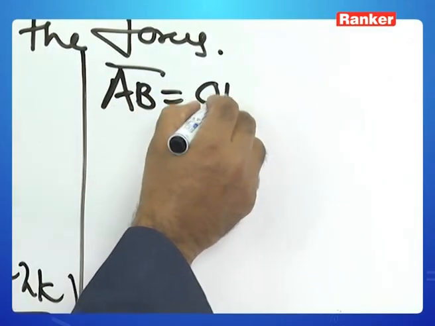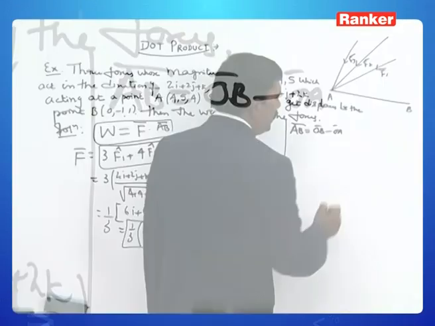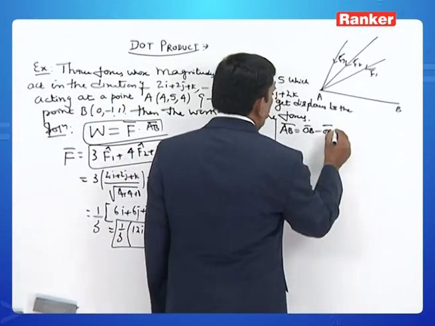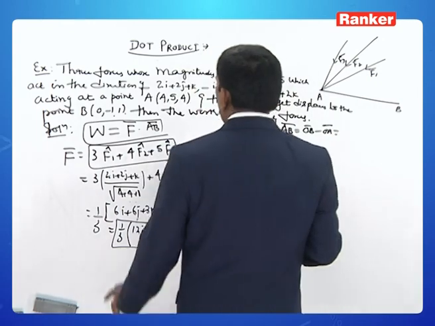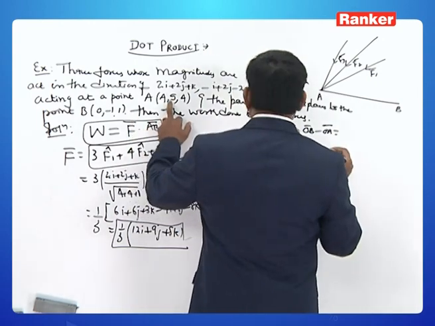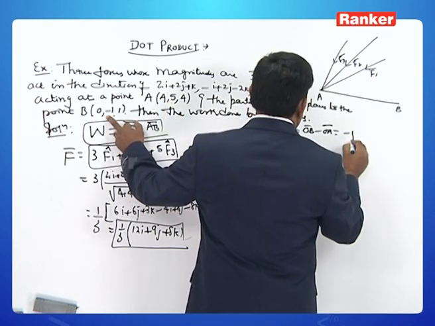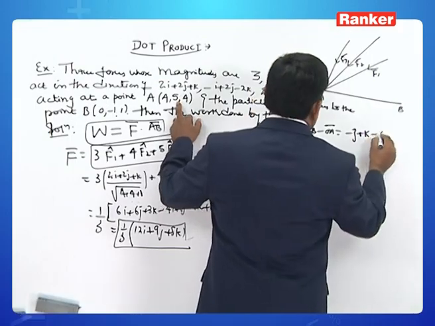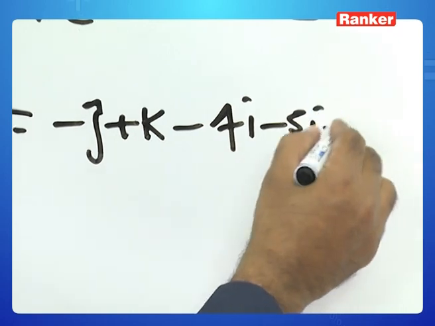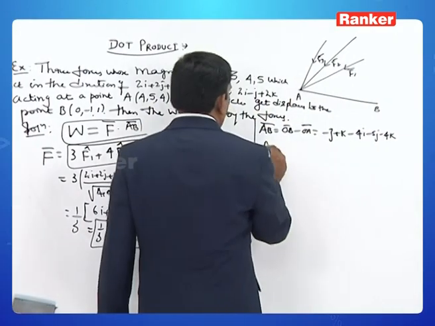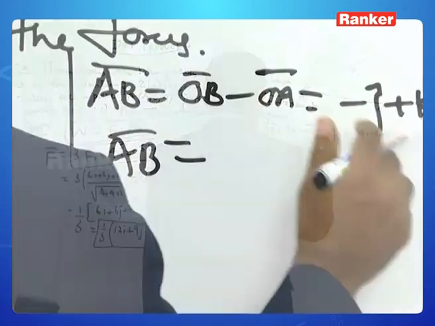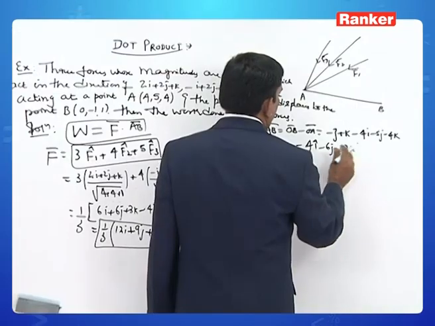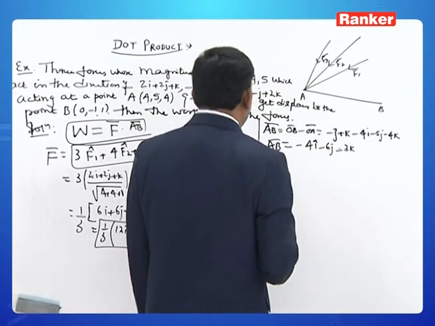What is AB bar? OB minus OA. So therefore, I can write OB minus OA. This point is given to be OA, that is OB bar. OB bar is equal to minus j plus k. Next, minus OA bar, minus 4i, minus 5j, minus 4k. AB bar is equal to minus 4i, next minus 6j, minus 3k, correct? This is AB bar.